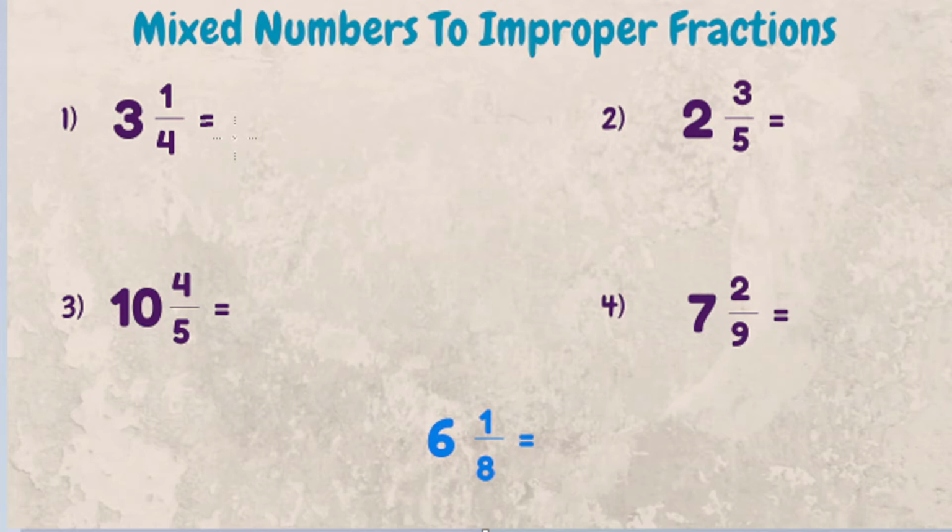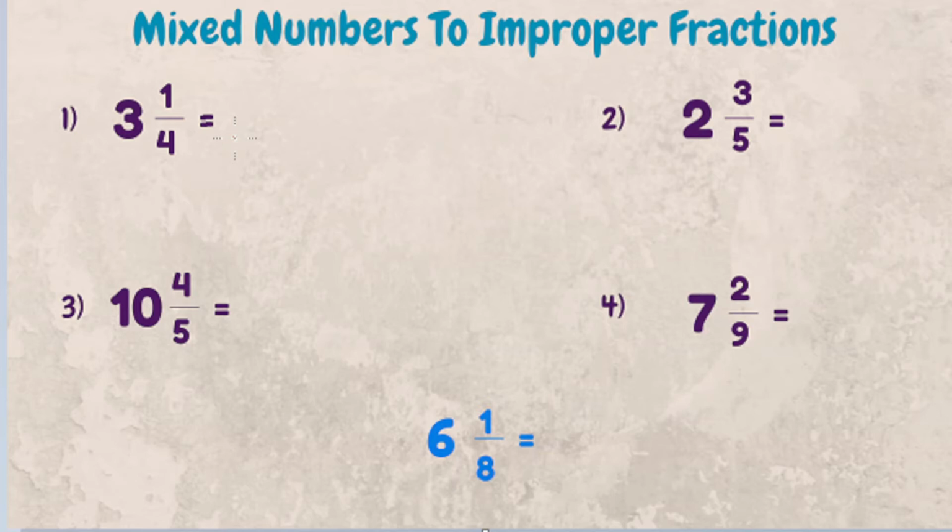So the steps to convert a mixed number to an improper fraction is we're going to multiply our denominator by the whole number first. Take that result and add to it our numerator. That number will go over our existing denominator and you will have an improper fraction. So let's walk through these four examples here.